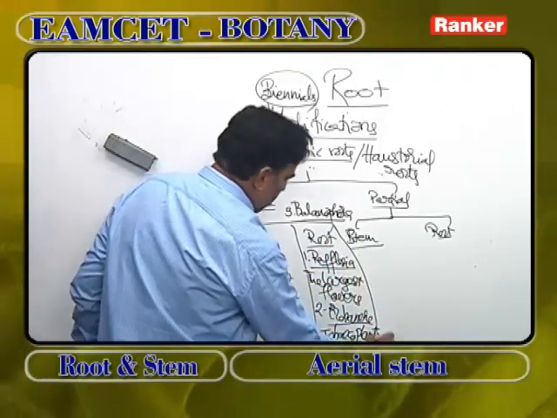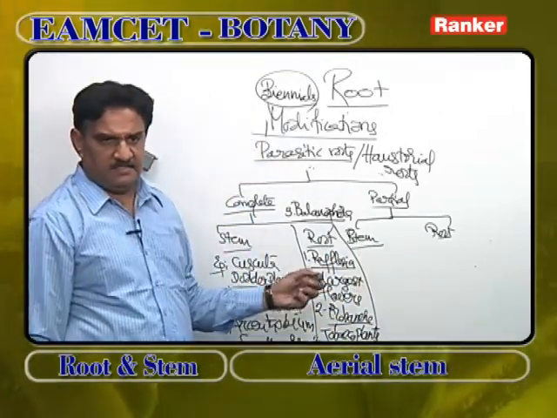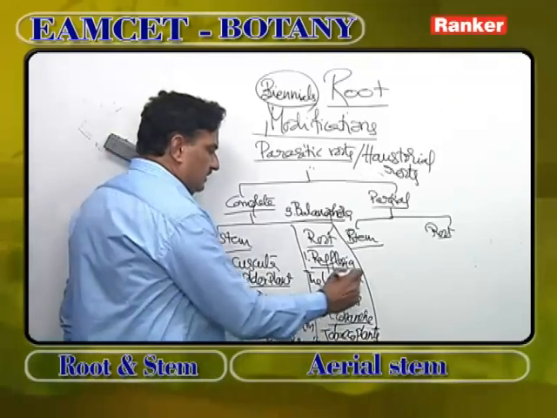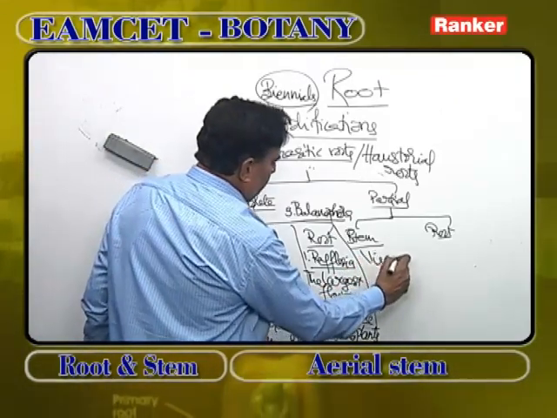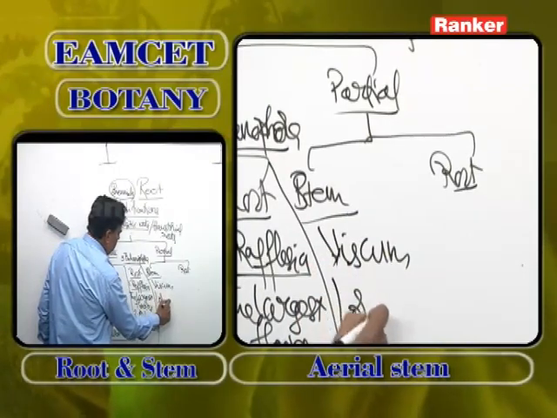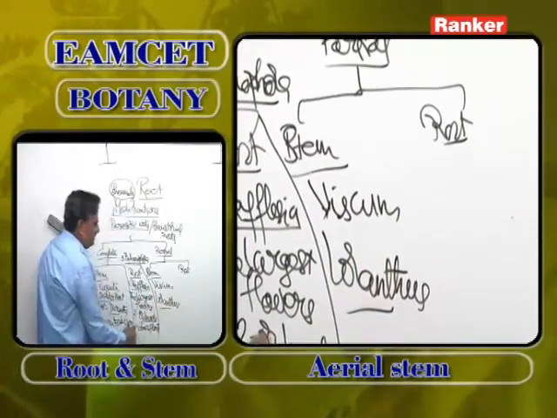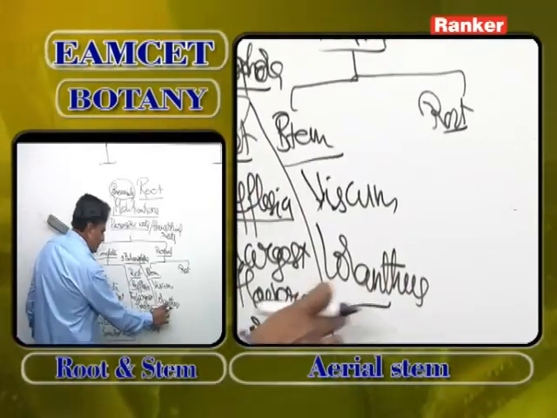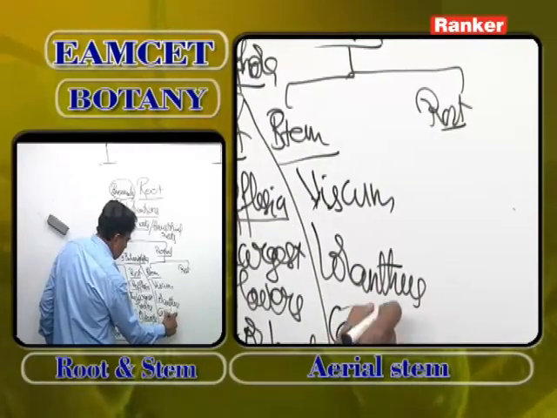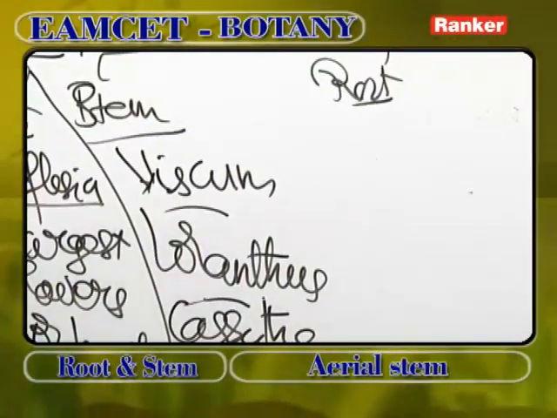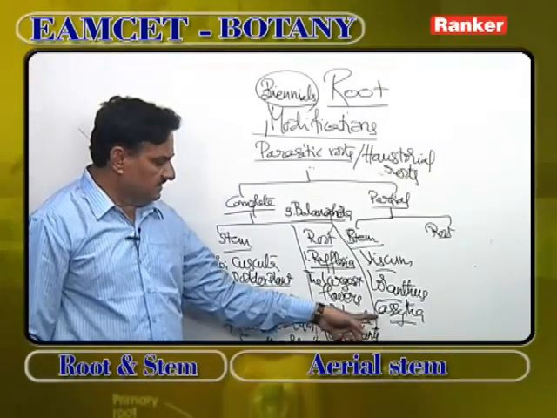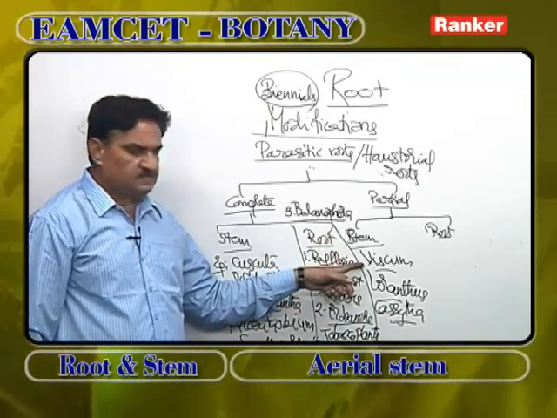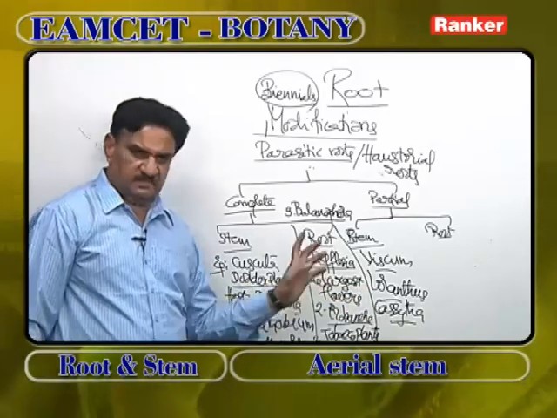Then coming to partial parasites, you all know partial parasite means they depend on the host only for water and minerals. They can synthesize their own food matter. The partial stem parasites, the best examples, are Viscum and Loranthus. There is another example also, Cassytha. This Cassytha will come in the flower, stamens with valvular dehiscence, which we discuss in flower. So partial stem parasites are Viscum, Loranthus, Cassytha.